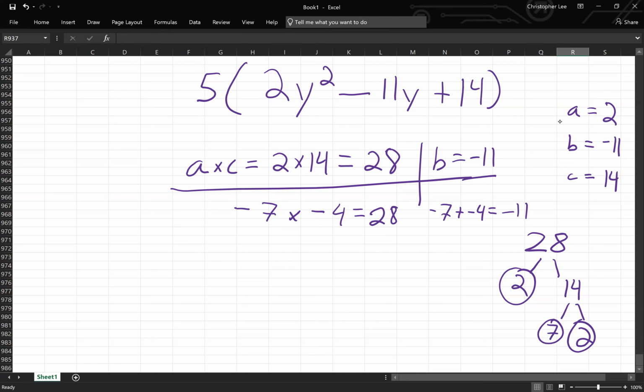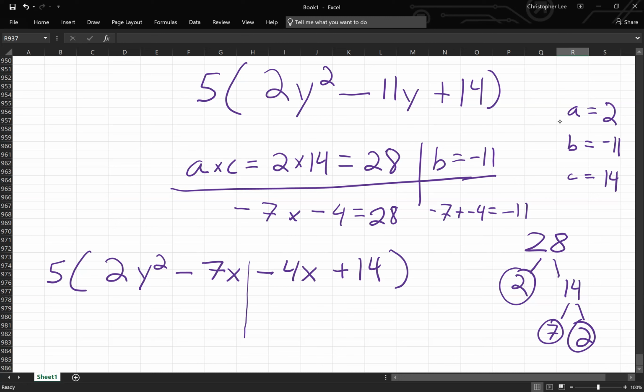That's it. So now we're going to rewrite this. I'm going to have 5 times 2y squared, but instead of the b term, I'm going to use the factors. So this is going to be negative 7y minus 4y plus 14. I have 4 terms here, so we're going to group them. I have a left-hand group and a right-hand group.